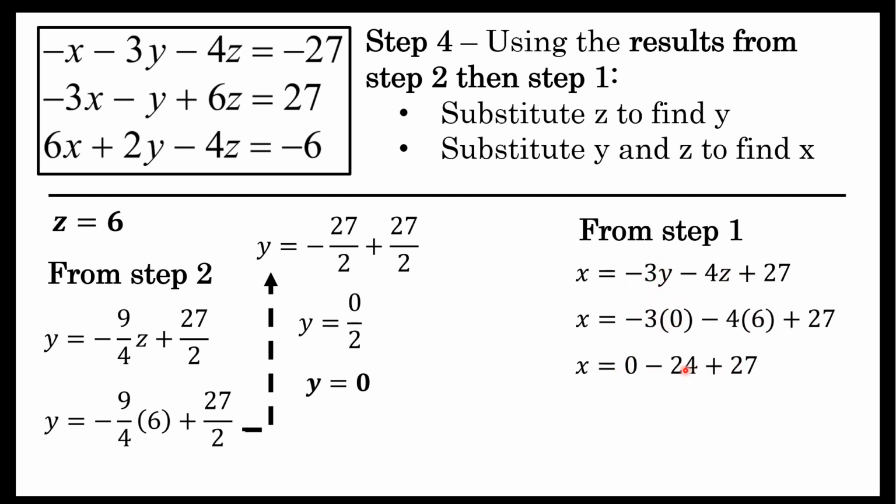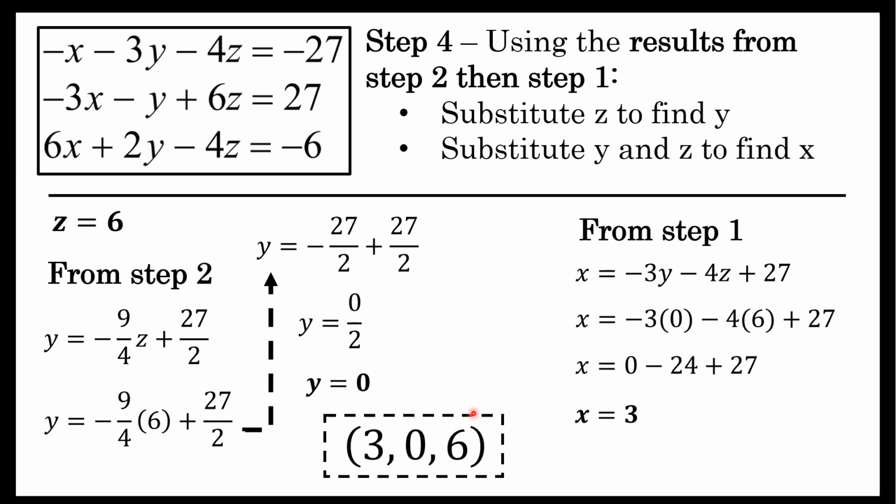Negative 3 times 0 is 0. Negative 4 times 6 is negative 24. And we can see here that negative 24 plus 27 is 3. That's the value for x in the solution to this system of 3 equations. So we now know x equals 3, y equals 0, and z equals 6 is the solution to this system of equations. This is the final answer.